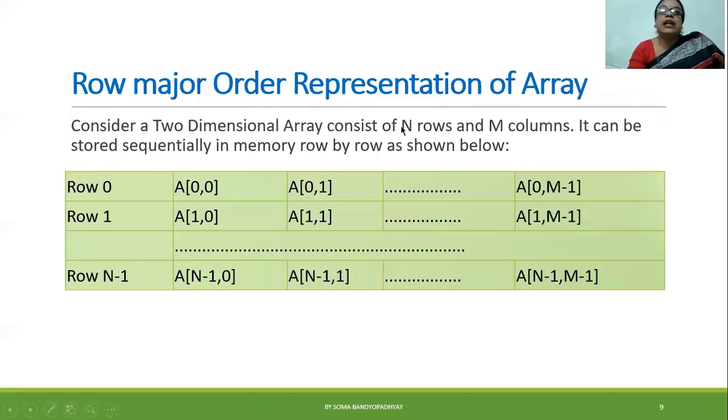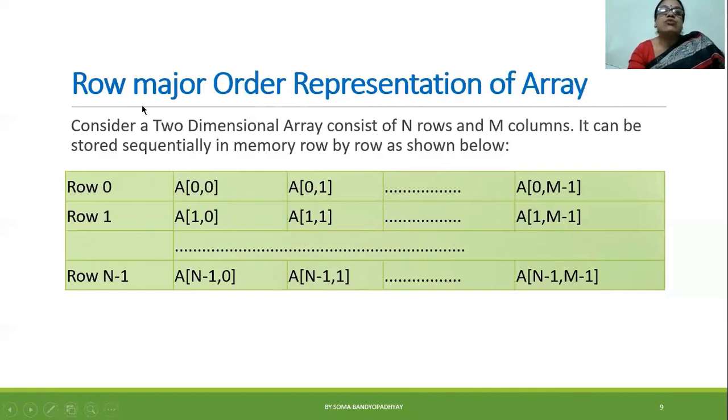consider a two-dimensional array consisting of n rows and m columns. So it can be stored sequentially in memory row by row. So row 0 means A00 to A0 m minus 1. In row 1, A10 to A1 m minus 1. Similarly, in row 2, A20, A21 to A2 m minus 1. In row n minus 1, A n minus 1 0, A n minus 1 1, to A n minus 1 m minus 1. Thus, the elements are stored in the memory locations.